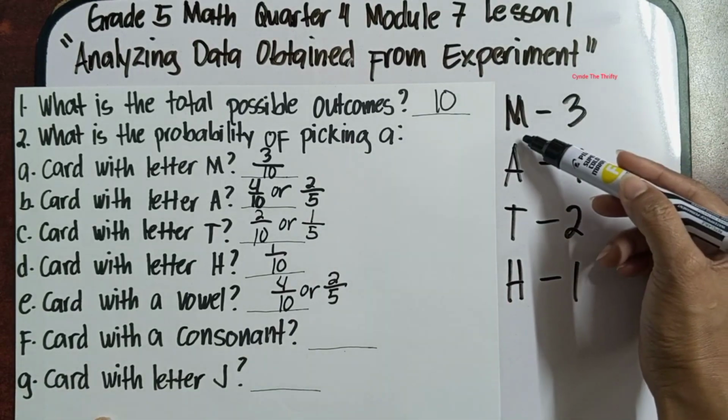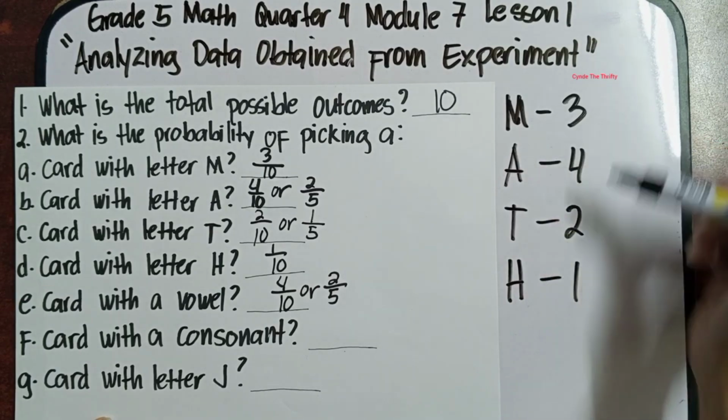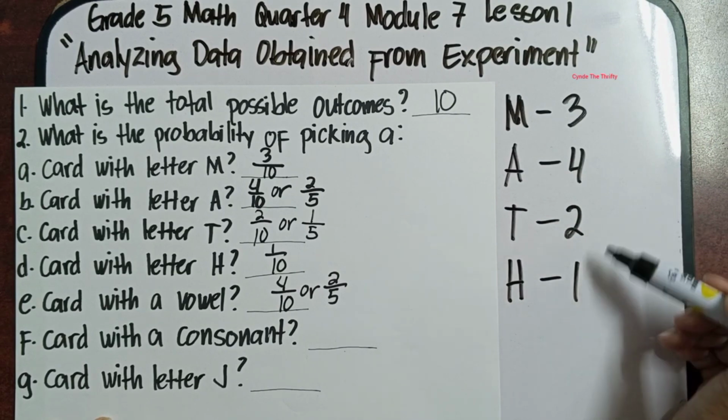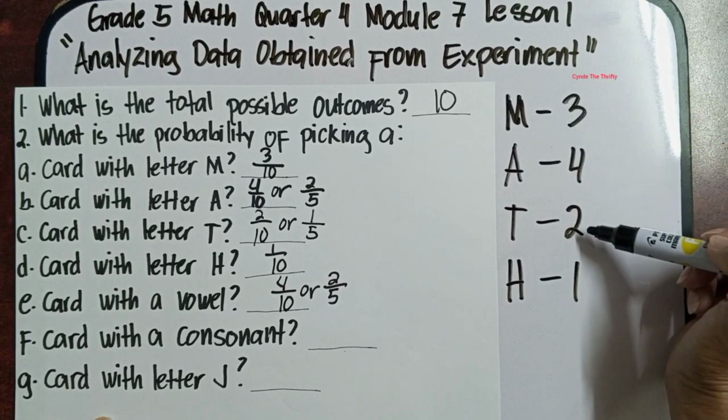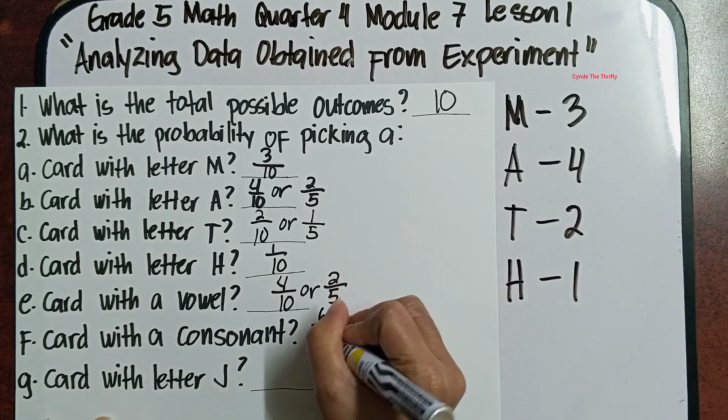Meron tayong M, meron tayong T, at meron tayong H. Ilan yung M natin? 3. Ang T natin is 2, so 5 na. And then ang H is 1. So, that is 6. So, 3 plus 2 equals 5 plus 1 equals 6. So, that is 6 over 10.